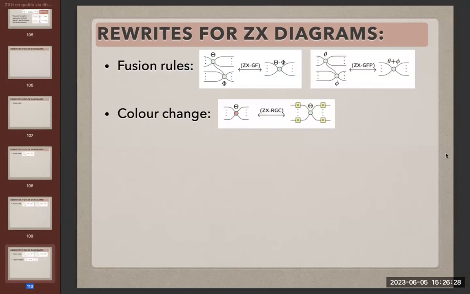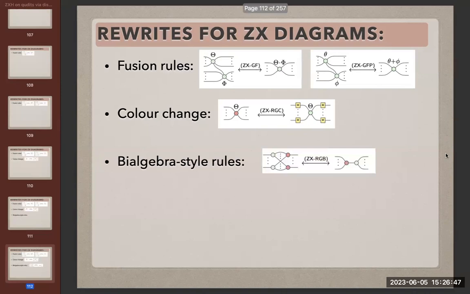Color change rule, you have something that looks like this. Note that it's the Fourier, the plus H box, both on the input wires and on the output wires. This is something we saw with Booth and Carette as well, just so that you don't have to think about whether you have inverses on some wires and non-inverses on the other wires. Bialgebra style rules: we get bialgebra rules which are as nice as you could possibly like.